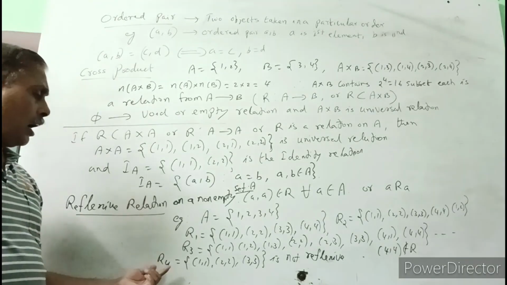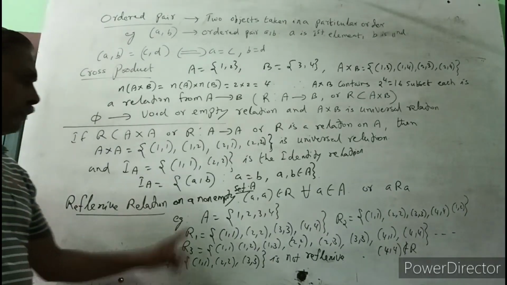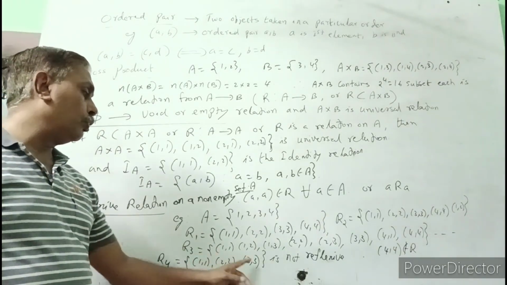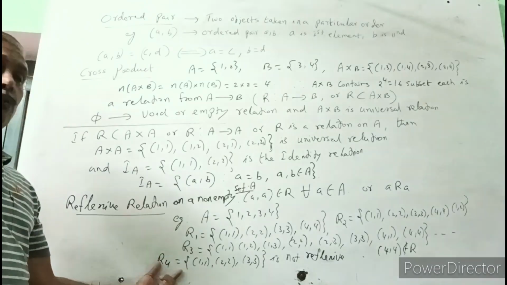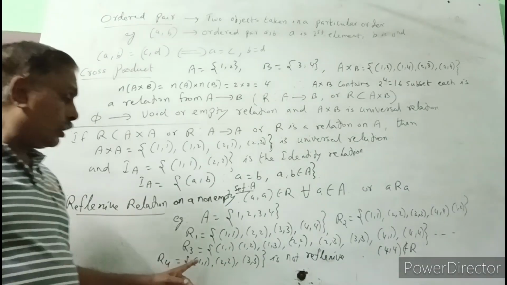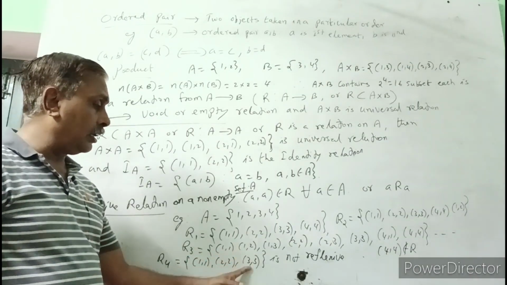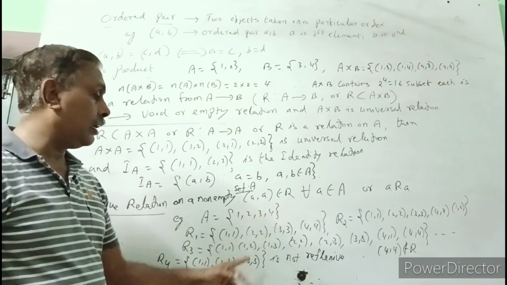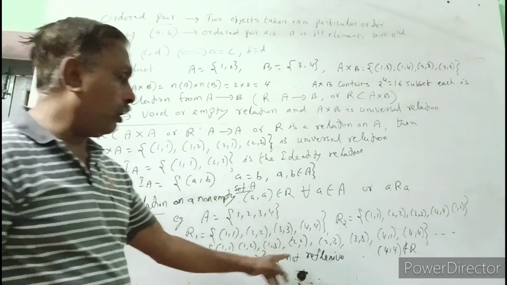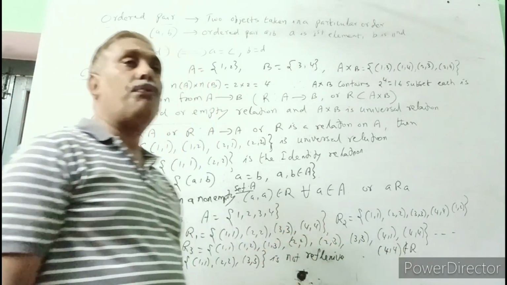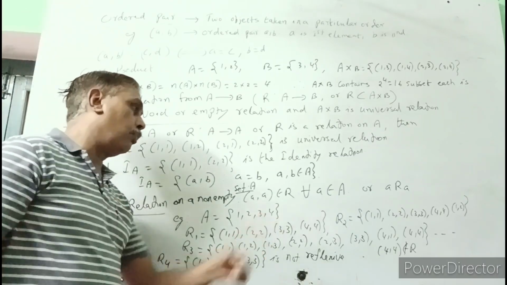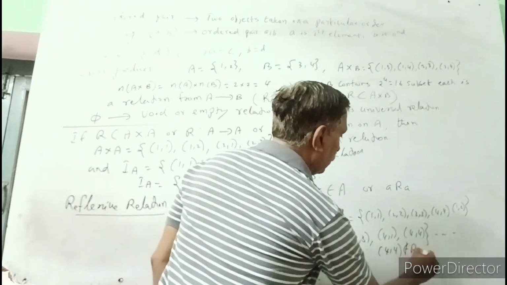One more is written, R4 is equal to the fourth relation from here itself: (1,1), (2,2), (3,3). The last one is not reflexive because (1,1) is there, (2,2) is there, (3,3) is there, but who is not there? (4,4) is not there. So it is not reflexive because (4,4) does not belong to R4.